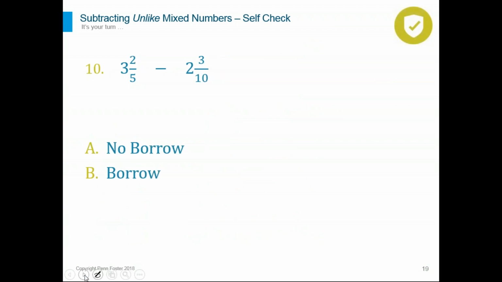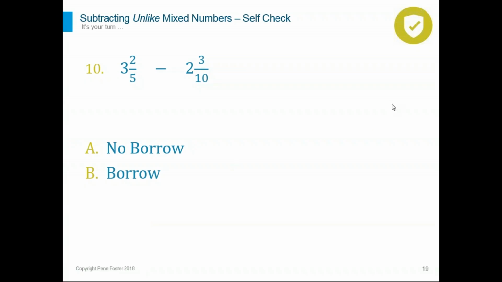Okay, let's go to the next question. You really don't have to work out the question. Just tell if it's a no borrow or a borrow question. What do you think? 3 and 2 over 5 minus 2 and 3 over 10. Is it a borrow or no borrow? When do we decide? Do we decide looking at the original problem when it has different denominators, or do we have to do a step before we decide? What do you think?